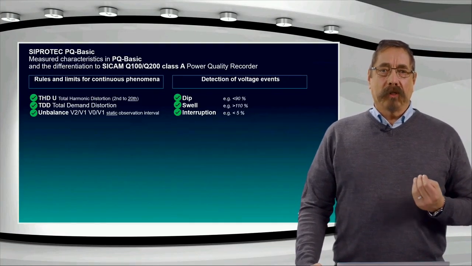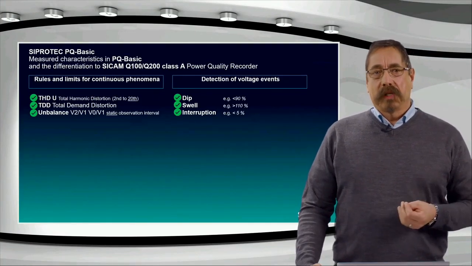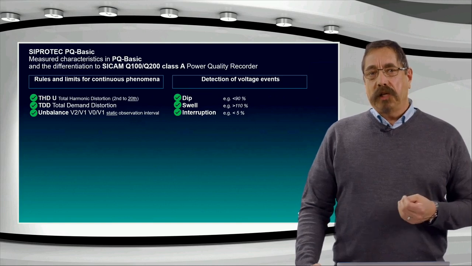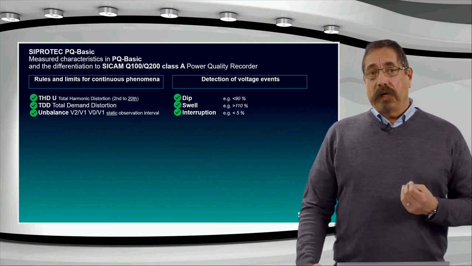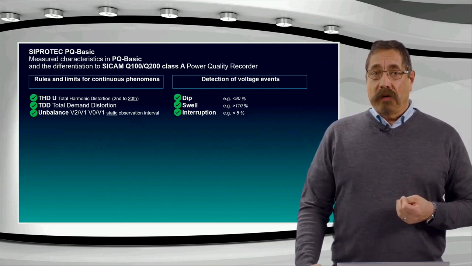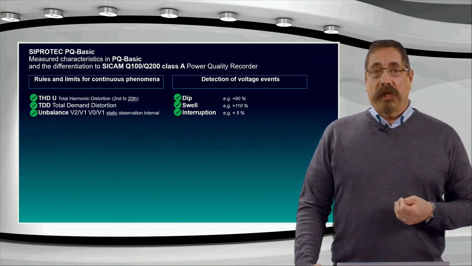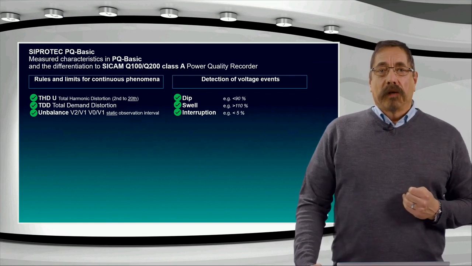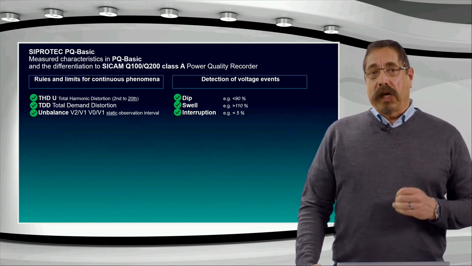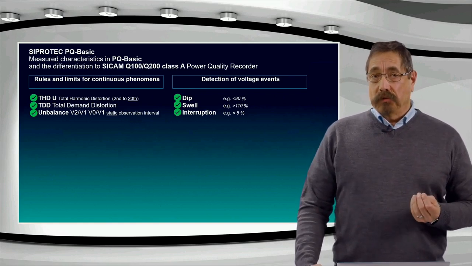Just to remember once more, PQ Basic supports the analysis of THD up to the 20th voltage harmonic, further the TDD, the level of current harmonics compared to the previous interval, and unbalance considering a static observation interval. On the right side, we can see the 3 event types of dip, swell, and interruption.